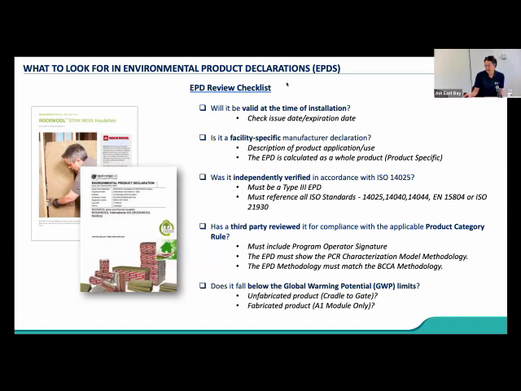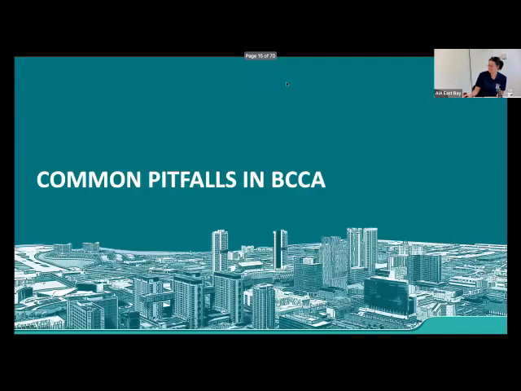And then the last, but certainly not least, thing that you need to check for is, does the global warming potential limit that's been stated on the EPD fall below the limit that's been set by Buy Clean California? And we're going to look a little bit into what that looks like.